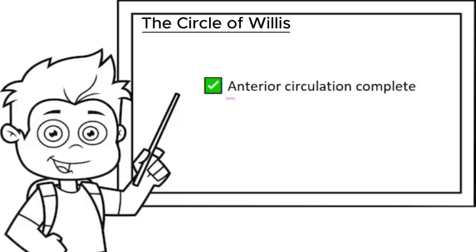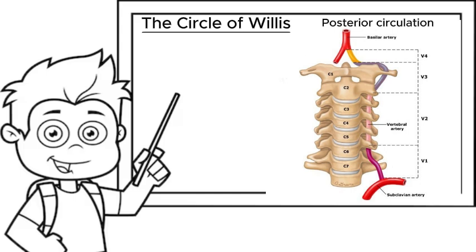That's all about the anterior circulation. Let us talk about the posterior circulation. The posterior circulation begins with the vertebral arteries, arising from the subclavian arteries and ascending through the transverse foramina of cervical vertebrae, usually C6 to C1.